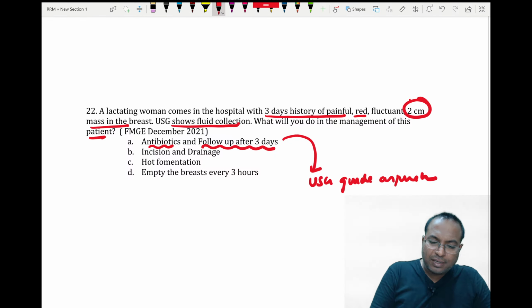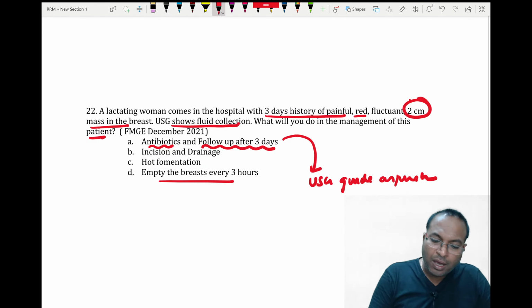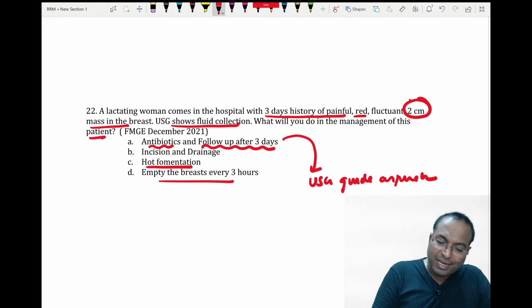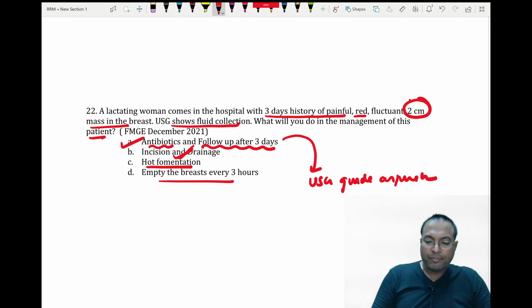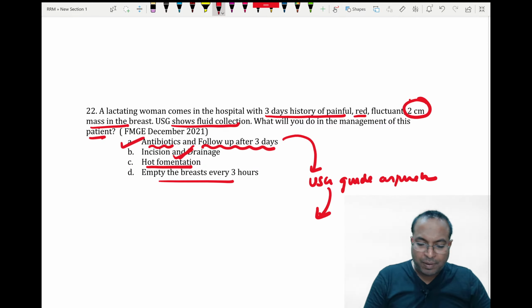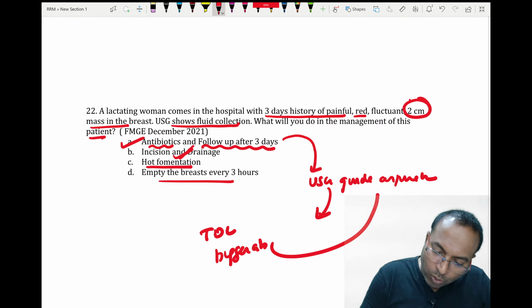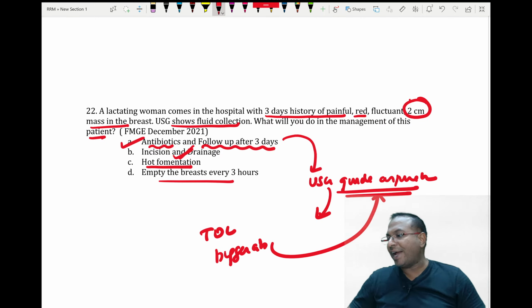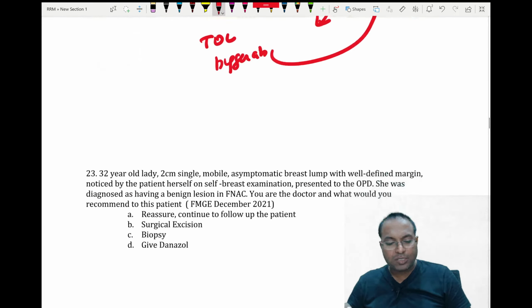Otherwise, we will be emptying the breast, no doubt. Hot fomentation may be done. Incision and drainage also can be done. So the best next step will be antibiotics and follow up, followed by ultrasound guided aspiration, which will be the correct answer. So the treatment of choice for a bigger abscess is now ultrasound guided aspiration. The I&D concept is gone. Please remember, for breast abscess, the I&D concept is removed.